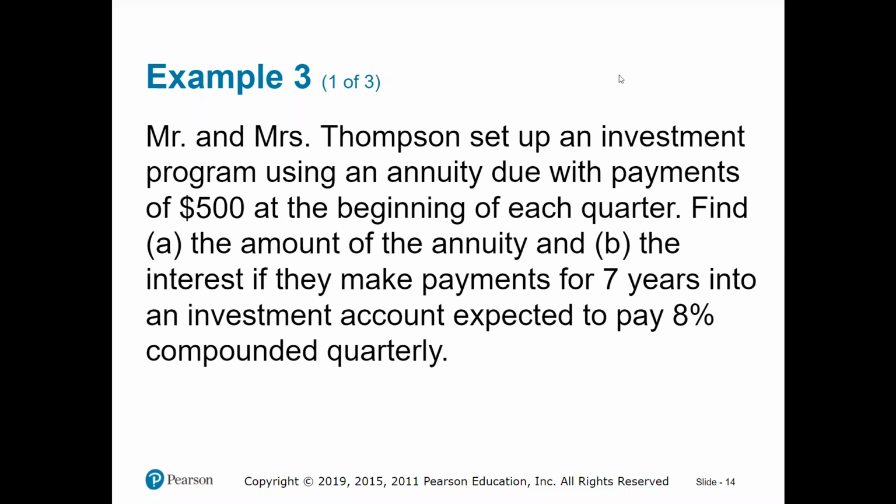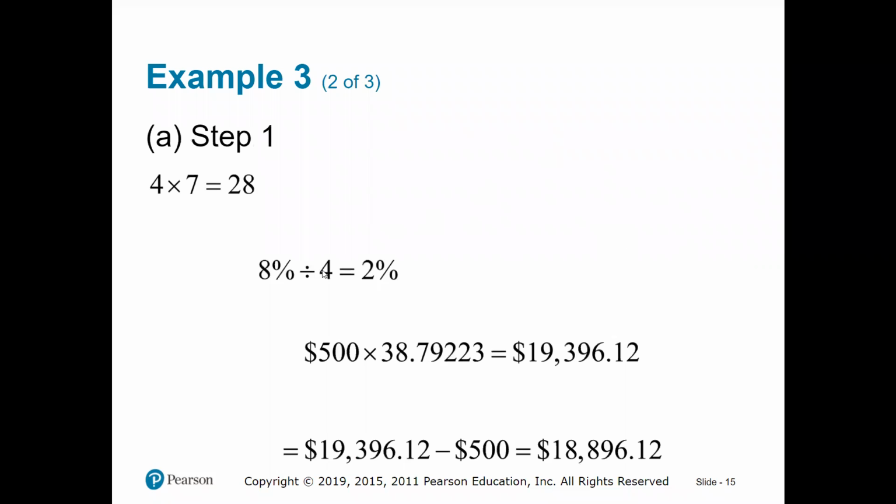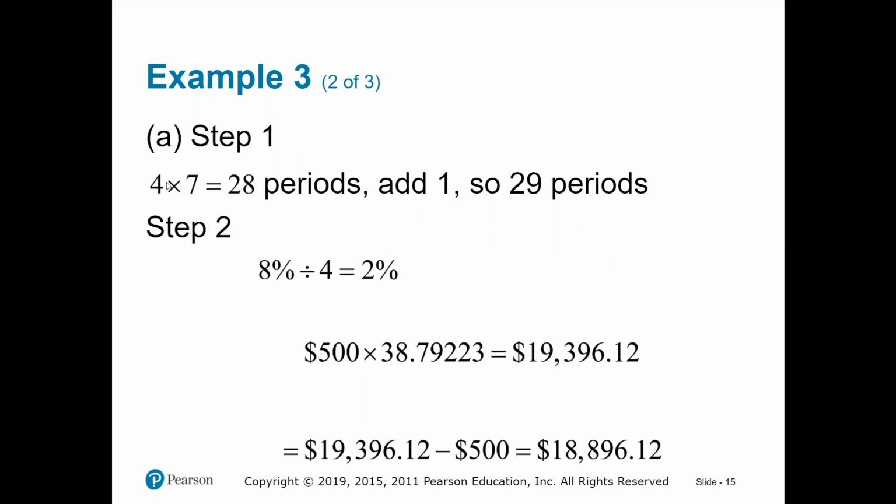So here's this example. Hopefully it'll be correct. Mr. and Mrs. Thompson set up an investment program using an annuity due with payments of $500 at the beginning of each quarter. Find A, the amount of the annuity, and B, the interest if they make payments for 7 years into an investment account expected to pay 8% compounded quarterly. So now we can divide by 4. See? I knew we knew what we were talking about.